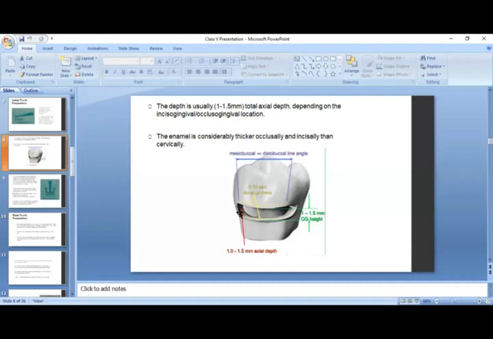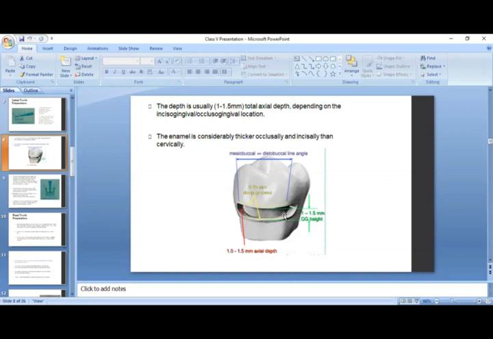Axial depth should be 1.0 to 1.5 millimeter. Okay, that means in the occlusogingival direction the enamel is considerably thicker in the occlusal and the incisal cervical area. We have enamel on that side, enamel on that side, and enamel on that side, right? The enamel present on these surfaces, what we call occlusal surfaces, is thicker. Secondly, the enamel present in that whole area is very thick.